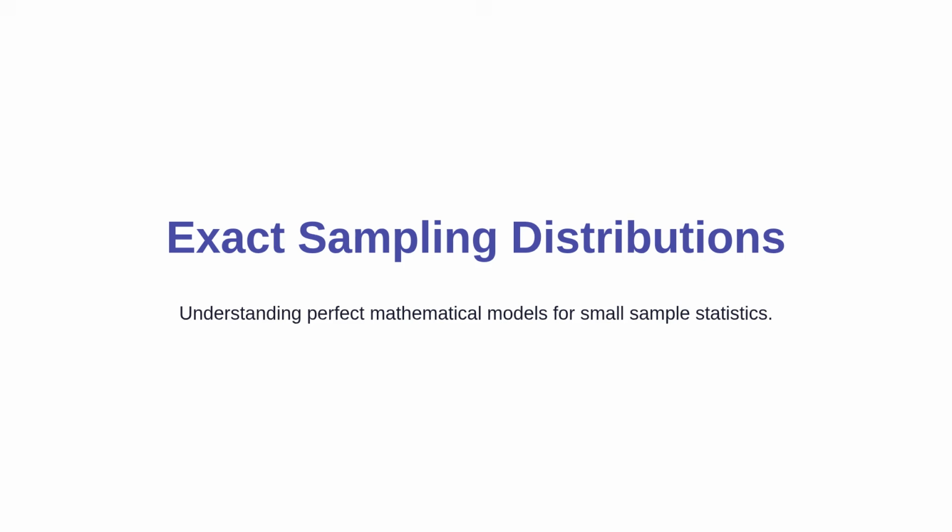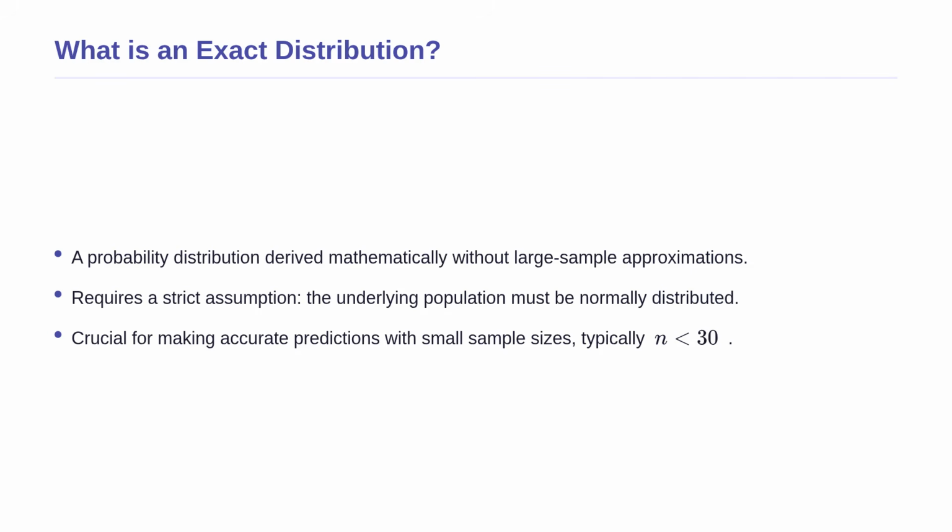In statistics, exact sampling distributions are like knowing those exact farm rules. They give us perfect mathematical formulas for how sample data behaves, no matter how small our sample is. Let us dive in and see how this works. Now that we understand the basic idea, let us look at what an exact sampling distribution actually is.